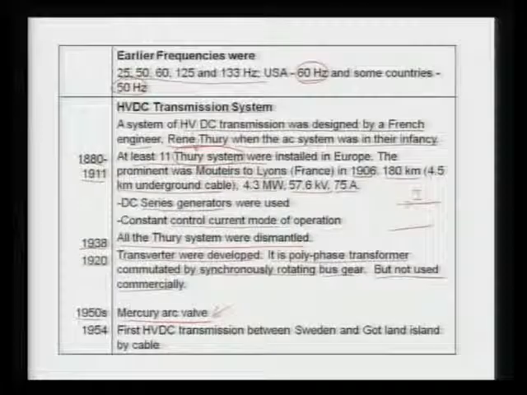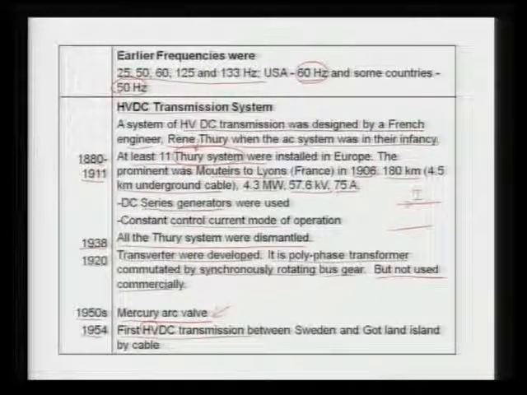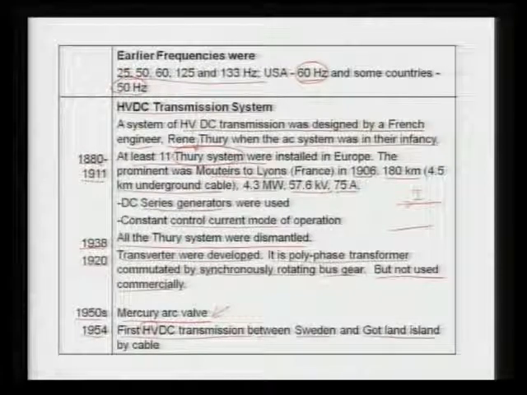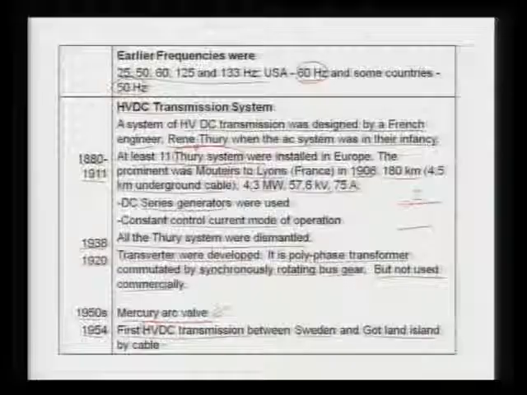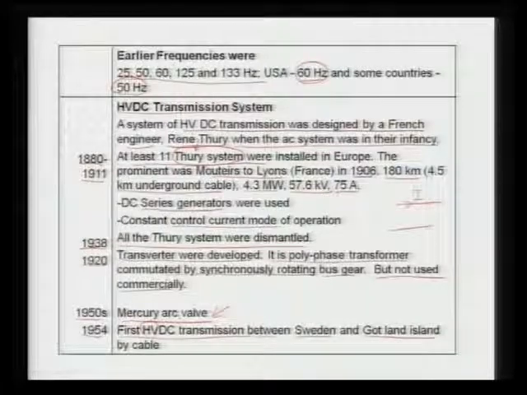With the development of mercury arc valves, it was possible to convert the AC to DC. So in 1954, the first HVDC, that is, high voltage DC transmission, was built between Sweden and the Gotland island of Sweden itself, connected by a cable. It was approximately 70 kilometers, and AC cables were not so feasible. So it was decided to go for HVDC transmission in terms of the cable in the sea, and mercury arc valves were used. So this was the beginning of starting to think of the HVDC system.